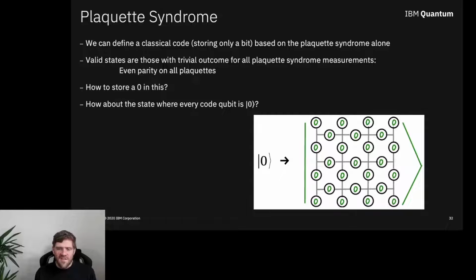So what's the easiest case where we can have an outcome of 0 for all of our parity measurements? Well, we could just have zeros everywhere. That's even parity. So all of our plaquettes will tell us that we have even parity. And what logical value can we store with this? Well, if we're storing a bit, then we're storing 0 or 1. And it kind of makes sense that zeros everywhere should be associated with 0.